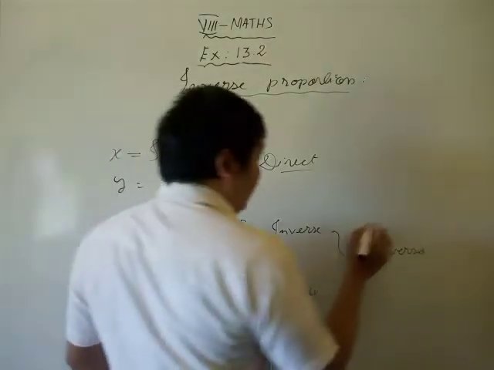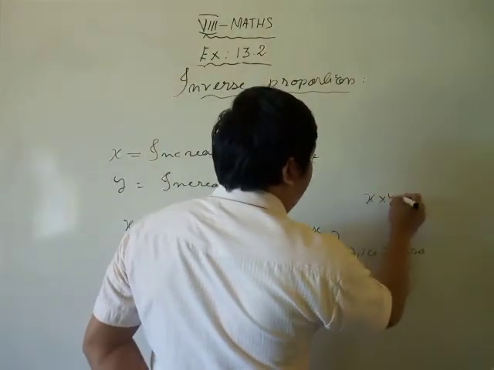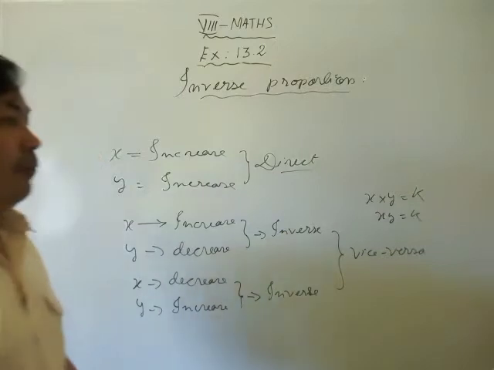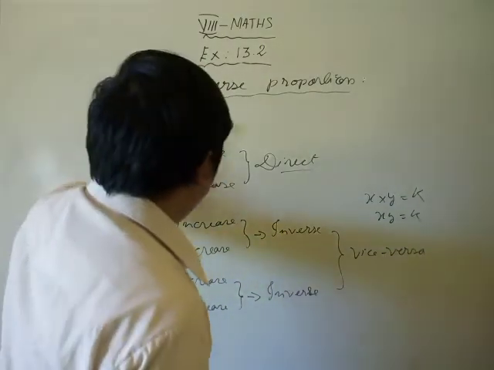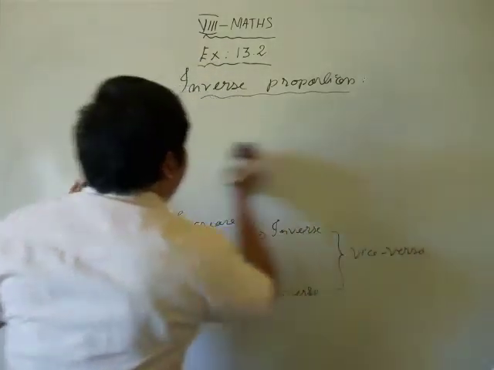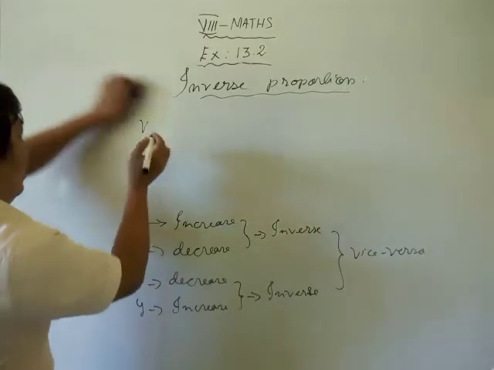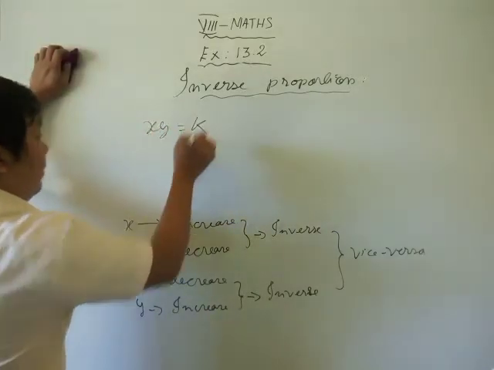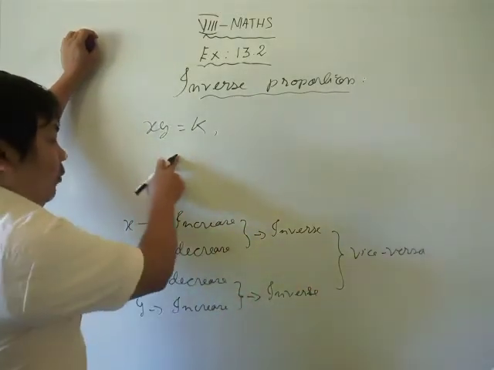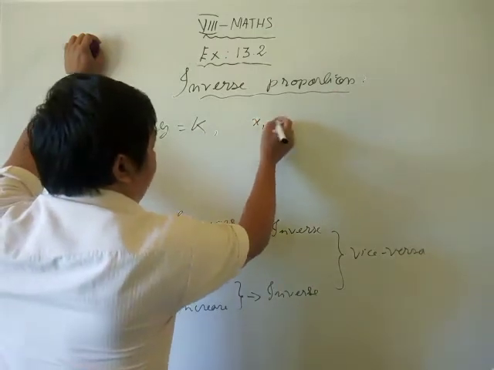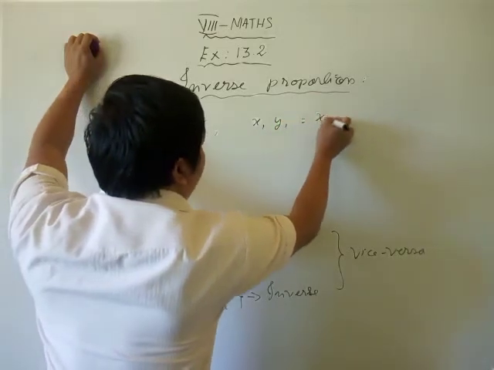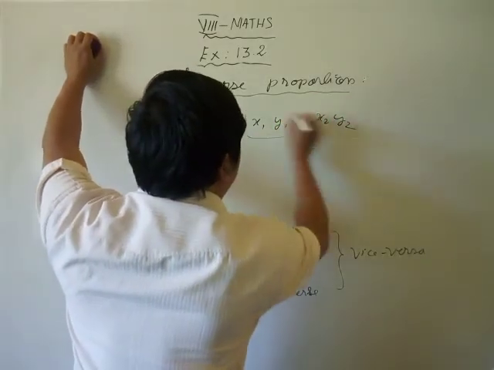But for inverse proportion also, the value of x into y always remains constant. So we say that xy is equal to k, where k stands for constant. Therefore the relation of the inverse proportion of x value and y value is x1 y1 is equal to x2 y2.